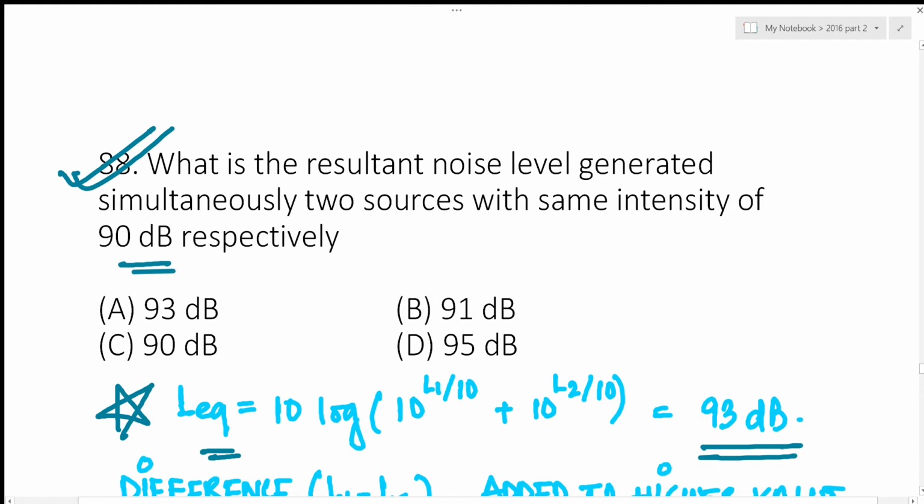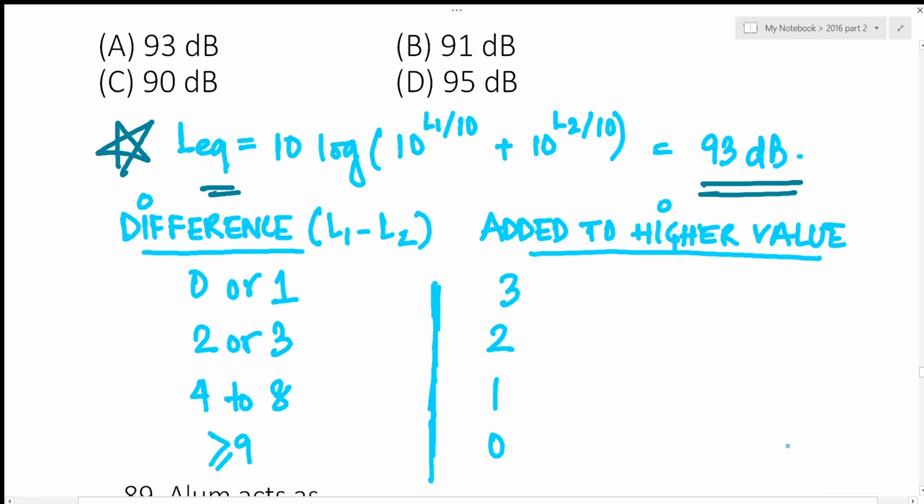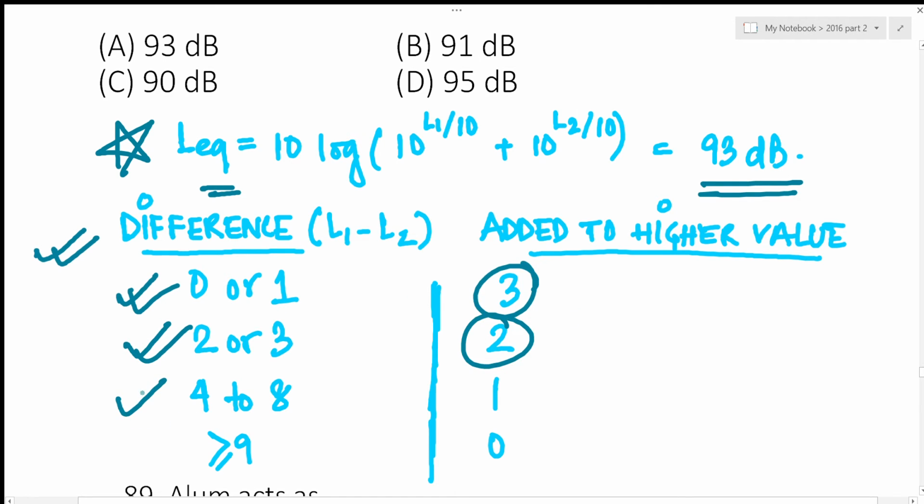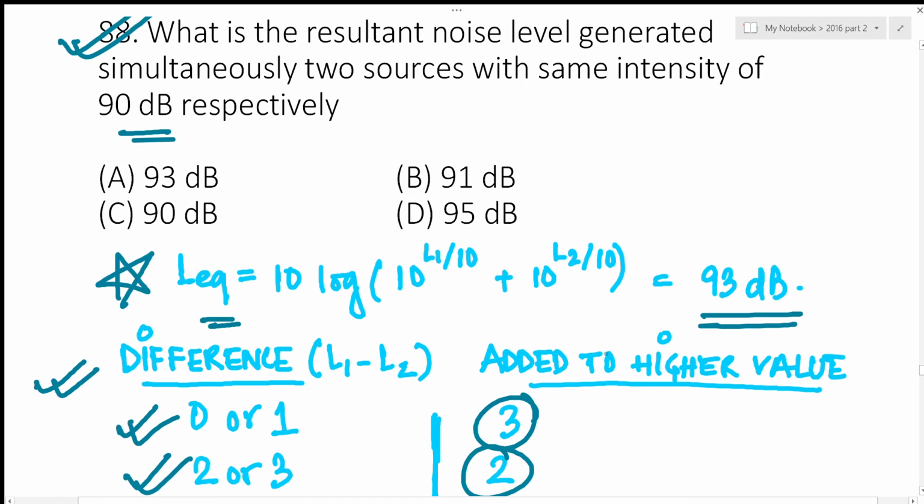If you don't remember this formula, there is a chart that you can follow. If the difference between the two sound levels is 0 to 1, then you can add 3 to the higher value. If the difference is 2 or 3, you can add 2 to the higher value. If the difference is 4 to 8, you can add 1 to the higher value. And if the difference is greater than or equal to 9, then you don't have to add anything to the higher value. So you can remember this chart so that you can solve these kinds of numericals very easily.